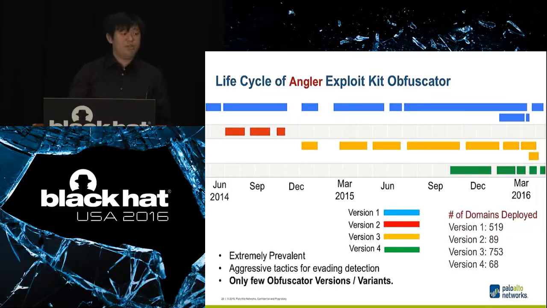We also did some investigations on the domains deployed on each version. So we want to see how many domains are affected by the Angler exploit kit in our samples. And here are the numbers. For detailed information, you can look at our paper.